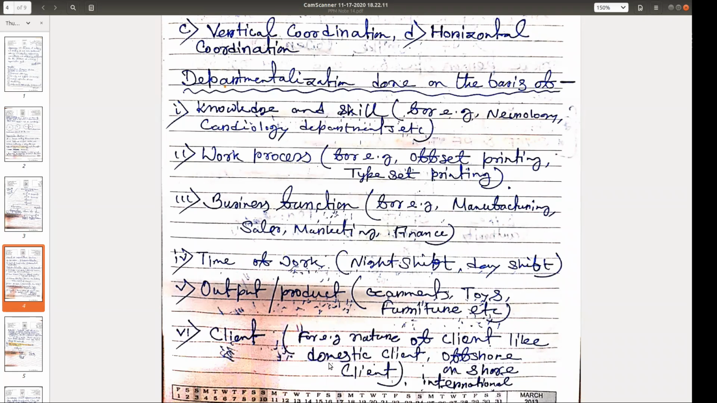So departmentalization may have been done on the basis of work process, but in the same way, our manpower will be dedicated to it based on their knowledge and skill. So this is not contradictory. This is basically more supportive to each other. Okay, this is not at all contradictory.